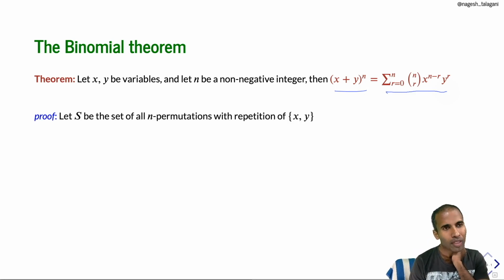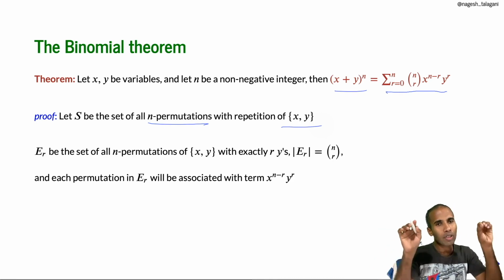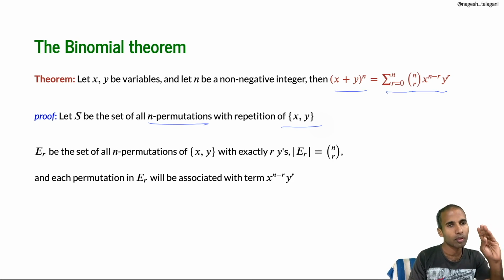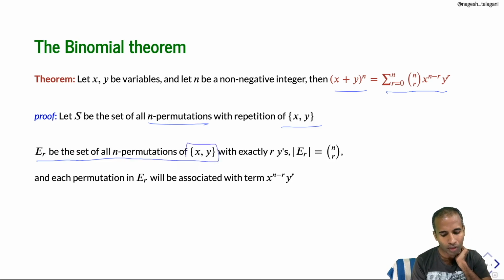Now let S be the set of all n-permutations of x and y with repetition. Okay, all n-permutations of these two objects x and y with repetition. We know there will be a total of 2 to the power of n. Now these 2 to the power of n total permutations we are going to classify into n plus 1 groups: the 0 y's group, one y group, two y group, and so on, up to n y's. Let E_r be the set of all n-permutations of x and y with exactly r y's. Here r equals 0, 1, 2, and so on, up to n.